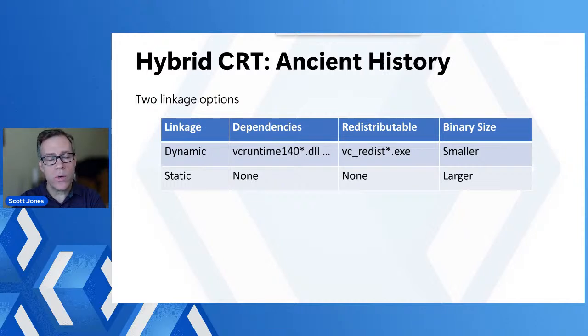And there was a redistributable that was required to ensure that these DLLs were placed on the target device, VC Redist, and the architecture. And the result was that you would have smaller binary sizes. That was the pro to this technique. And this was the default, by the way. If you wanted, you could switch over to static linkage, and then you would have no runtime dependencies, no redistributable, but you'd have a larger binary. So those were your trade-offs historically.